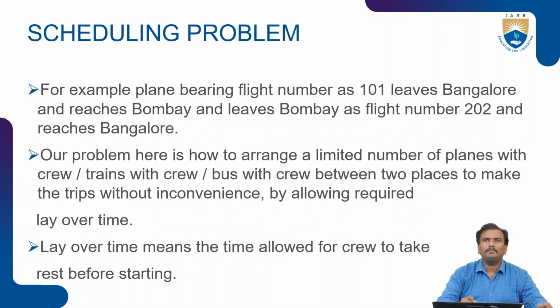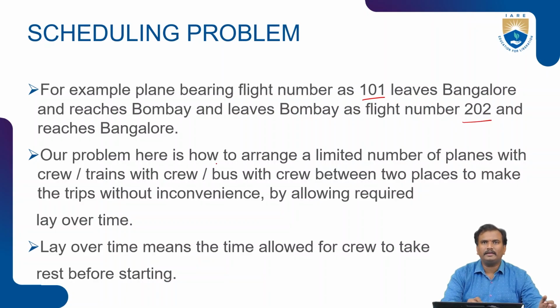For example, the plane bearing flight number 101 leaves Bangalore and reaches Bombay, and leaves Bombay as flight number 202 and reaches Bangalore. Whenever it is traveling from Bangalore to Bombay, it is 101. Whenever it is traveling from Bombay to Bangalore, it is 202.